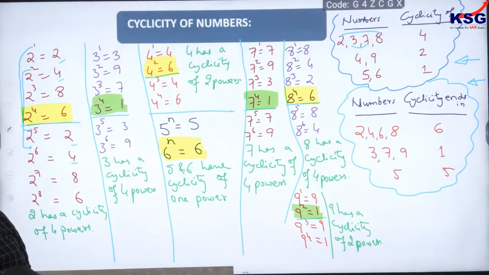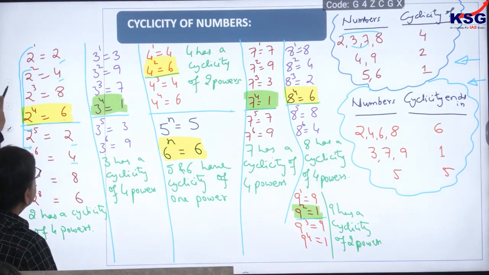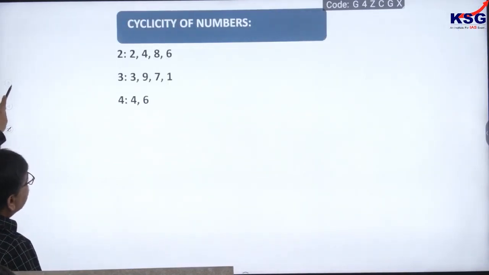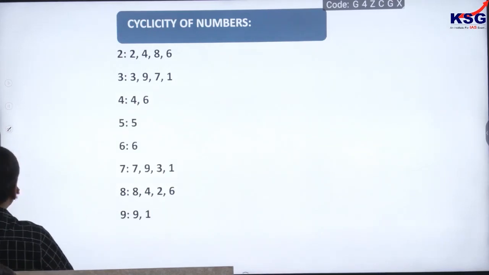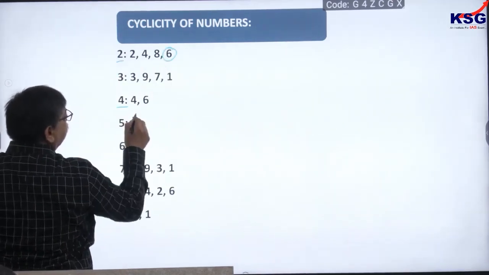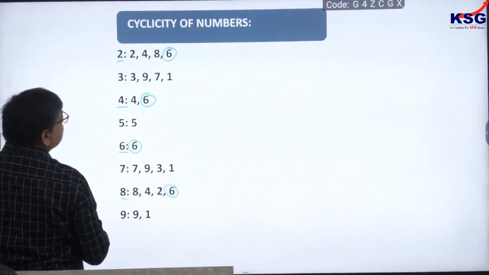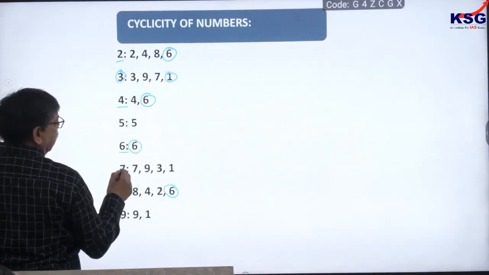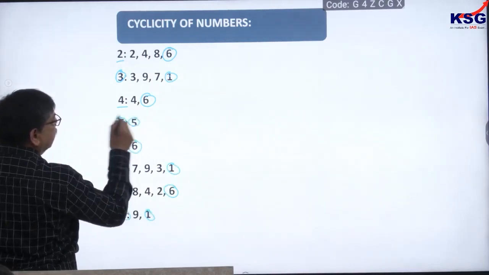Now, how to solve questions? Let's have a look at some examples here before we jump on to the actual questions. Okay. This is a revision. You understand this? 2, 6, so 4, 6, so 6, 6, then 8, 6, right? 3, 1, all right? 7, 1, 9, 1, and finally 5.